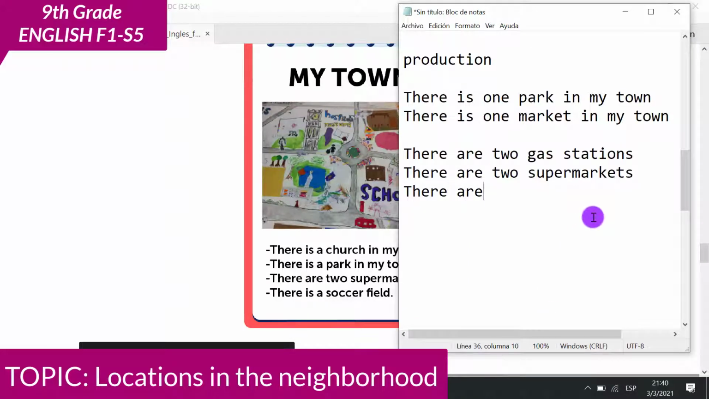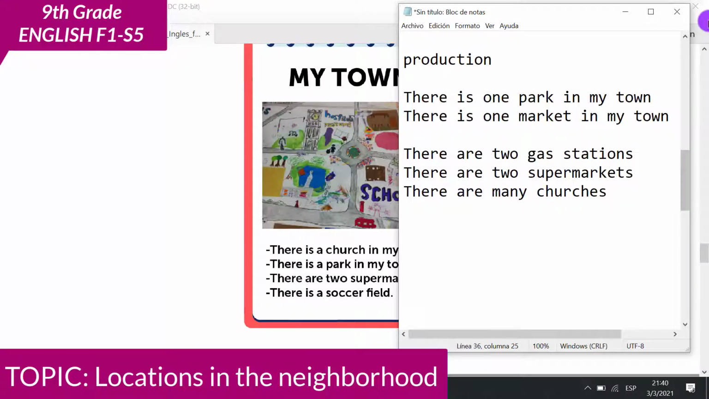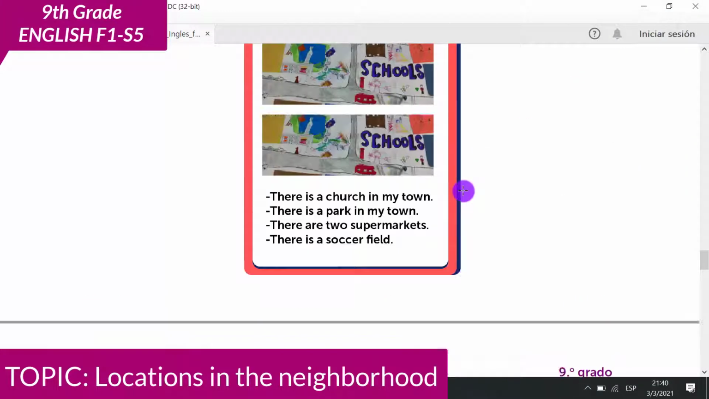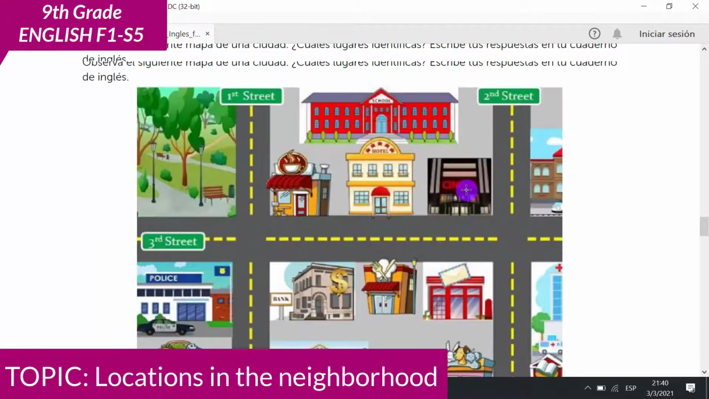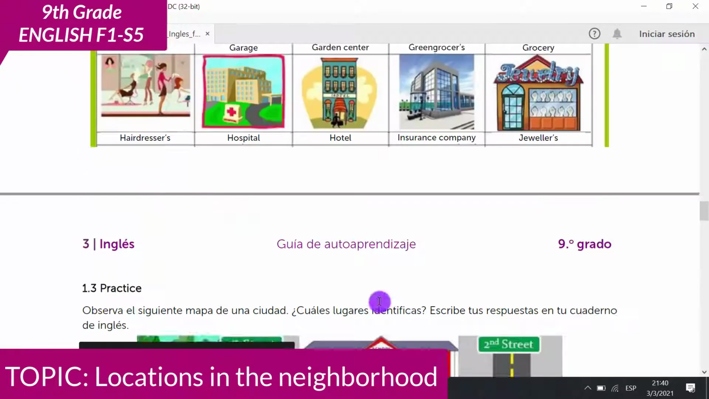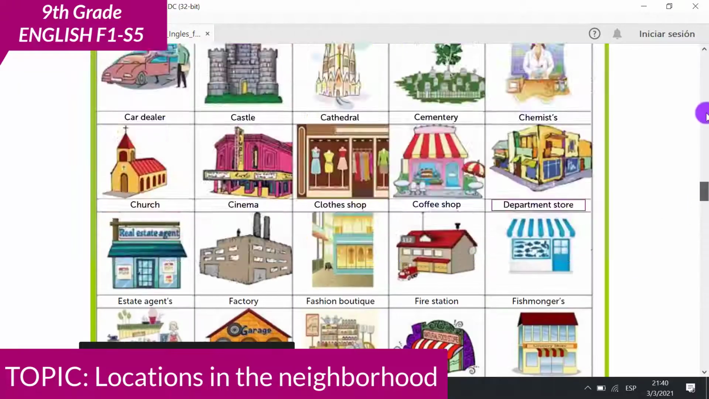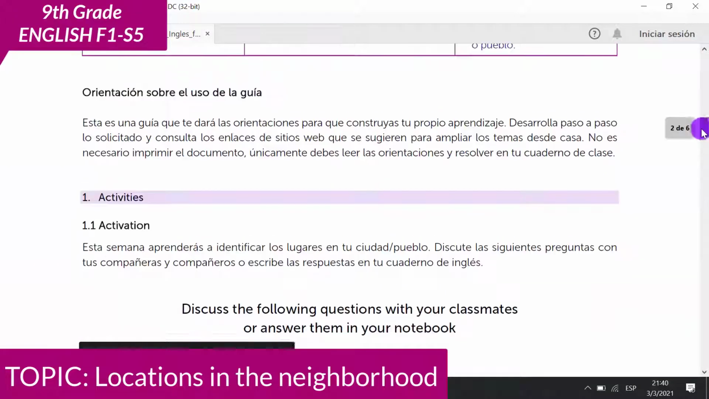There are many churches in my town. Hay muchas iglesias in my town, okay? That's one example. When you finish your work, send me a picture through Google Classroom, okay? So, in a summary, como resumen, first, elaborate the unit number 2.